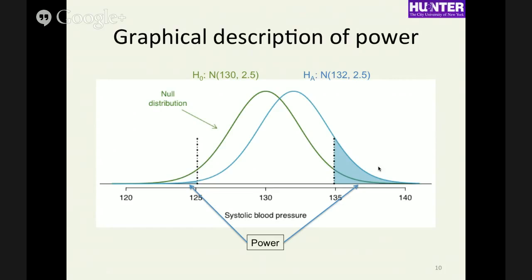So this was from a while ago, but yes, as alpha goes from 0.05 to 0.01, you decrease your power, because there's a trade-off. You make it less likely to make a type 1 error, but you make it more likely to make a type 2 error.